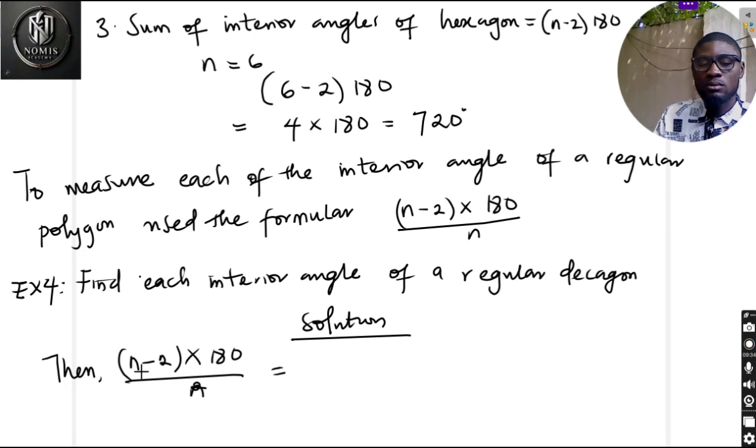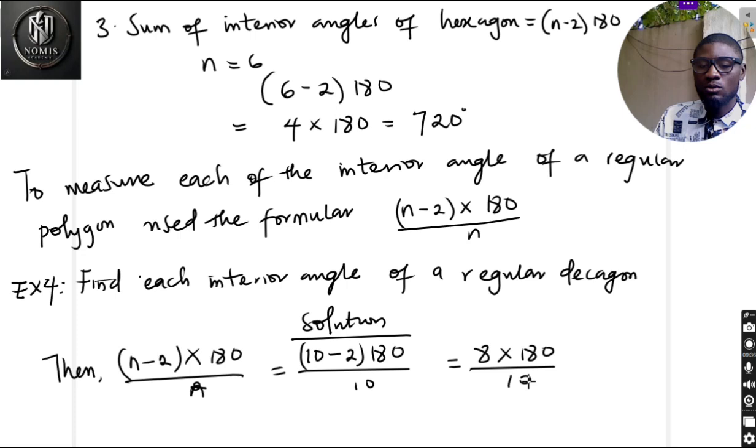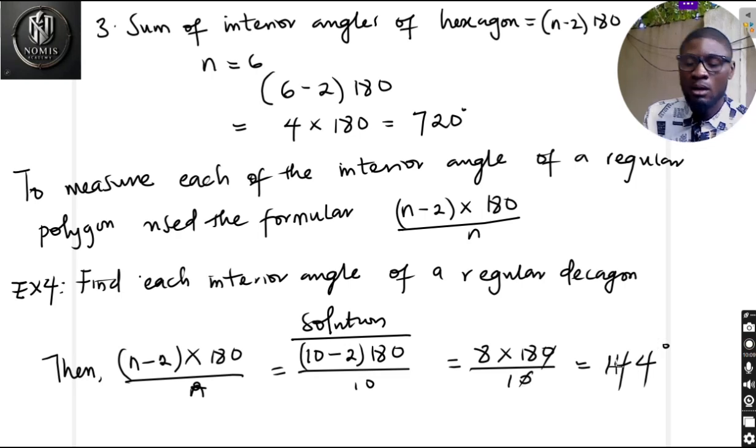So that is equal to, since our n is 10, 10 minus 2 multiplied by 180 divided by 10. So 10 minus 2 is 8 multiplied by 180 divided by 10. So we divide both by 10, and we are left with 18 multiplied by 8. So 8 times 8 is 64. Remember 6. 8 times 1 is 8, plus 6, that's 14. So 144 degrees. So each of them has an angle of 144 degrees.